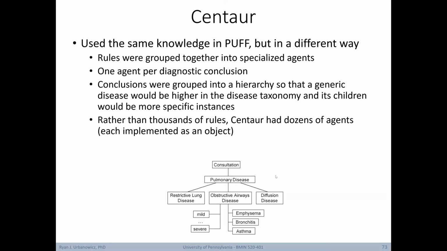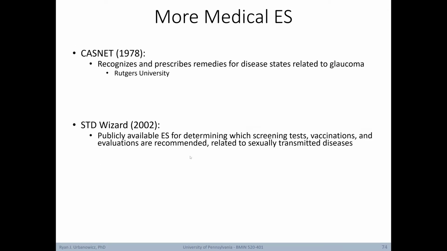So Centaur had dozens of these specialized agents, each driven by rules specific to a target conclusion, rather than just a general mix of thousands of rules that made up the knowledge base. This made for a more elegant overall structuring of the expert system. A few other medical expert systems of note, we have CASNet, developed in 1978.